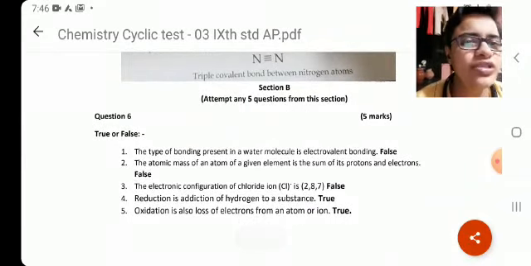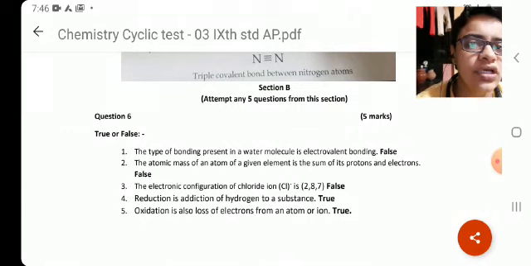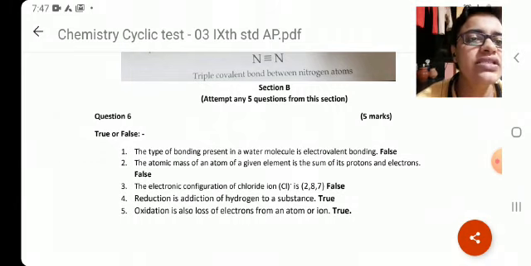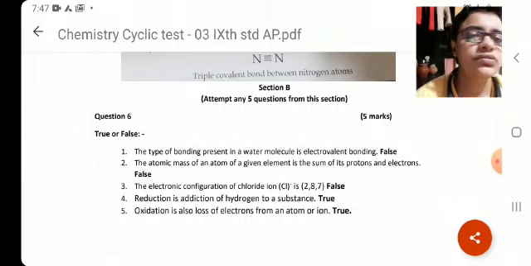True or false: you simply have to write false or true. You are not supposed to rectify the sentence. The first answer is false. The type of bonding present in the water molecule is electrovalent. Of course, false. It is covalent. Atomic mass of an atom of a given element is the sum of its protons and electrons. False.